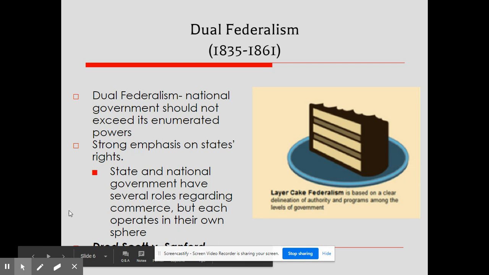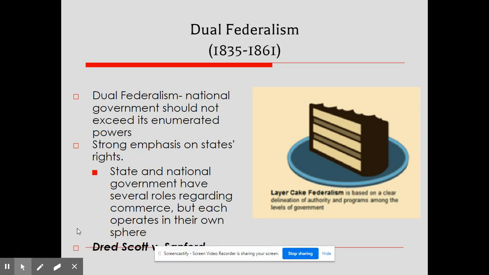How does the Dred Scott case fit into this? If you remember the details, the main idea is that Dred Scott is suing for his freedom, as he is in one of the territories.